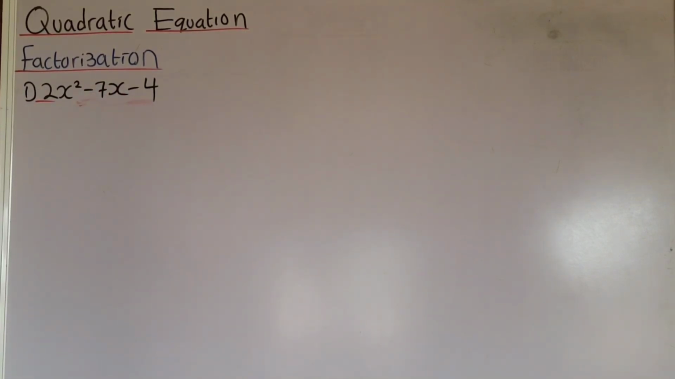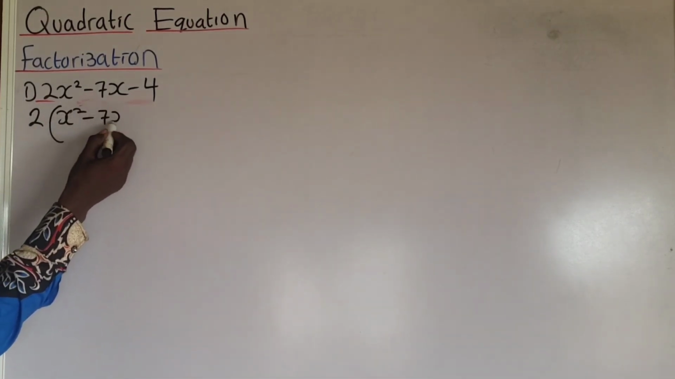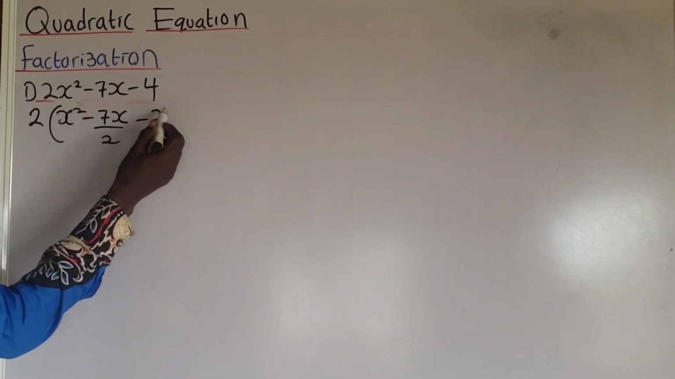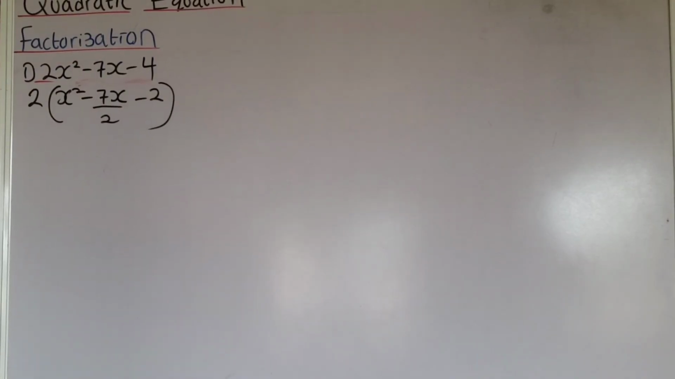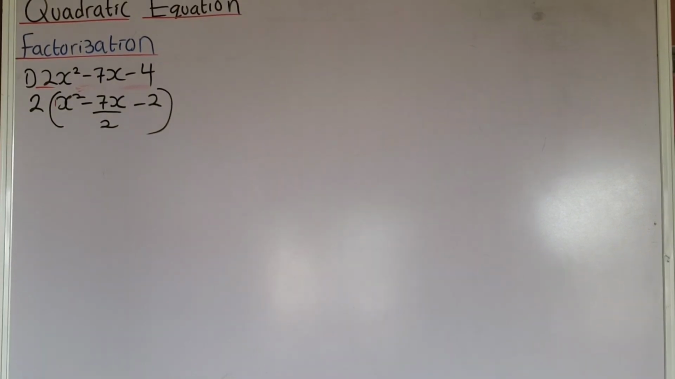To make the value of a 1, all you have to do is factor it out. If you factor out the value of a, which is 2, we're going to have 2 into bracket x squared minus 7x over 2 minus 2. If you open this bracket using this 2, you are still going to have this quadratic equation. So I just factored it out. Now you can see that the value of a is 1.